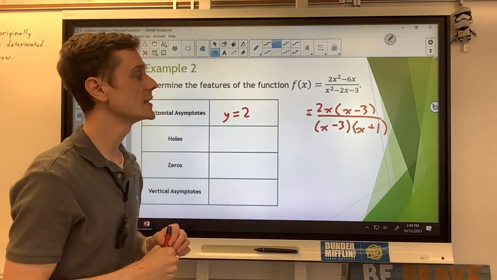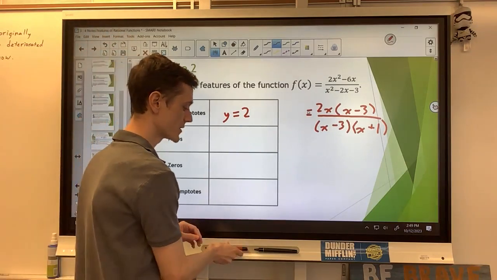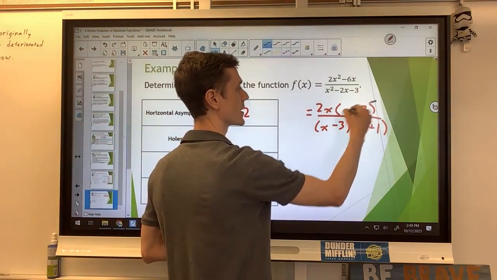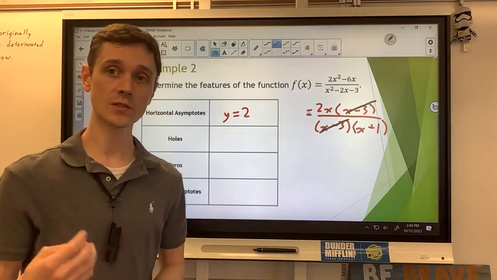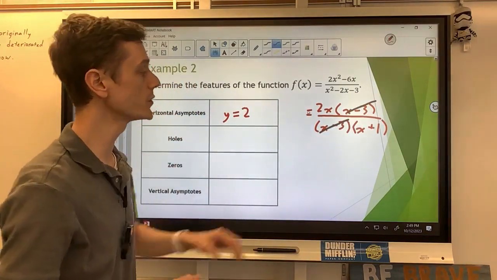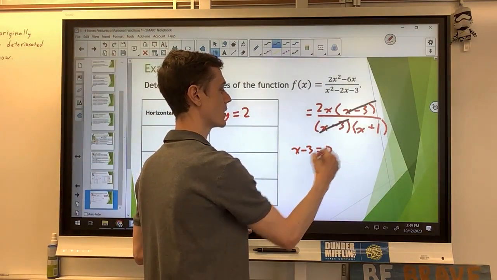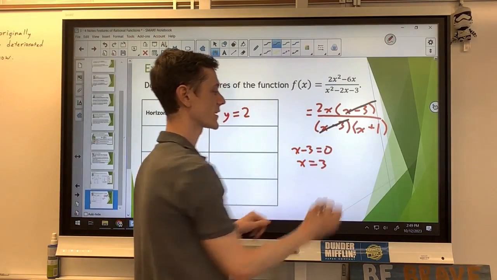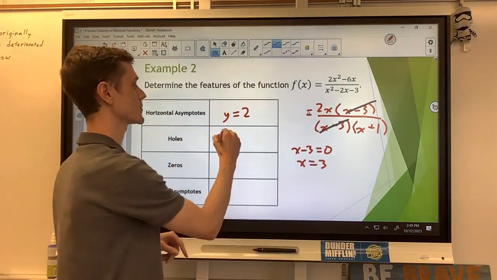That was step 2. Now notice that some of the factors match on top and bottom. Specifically, I notice that I have an x minus 3 on top and bottom. So the ones that can cancel out, those are the ones that create my holes. If I set that factor equal to 0 and solve the equation, I would get x equals 3. So the ones that cancel out, those create your holes.